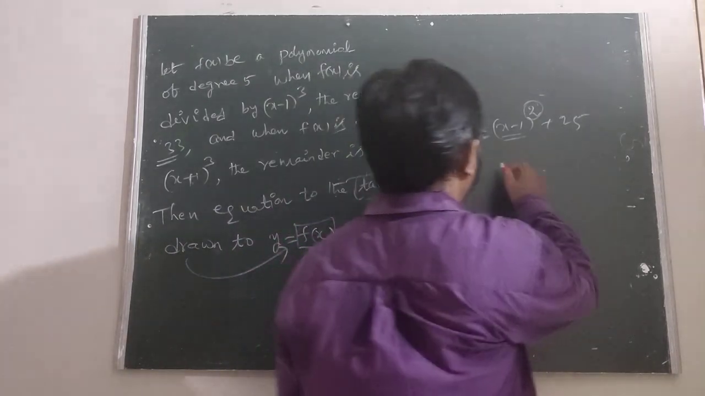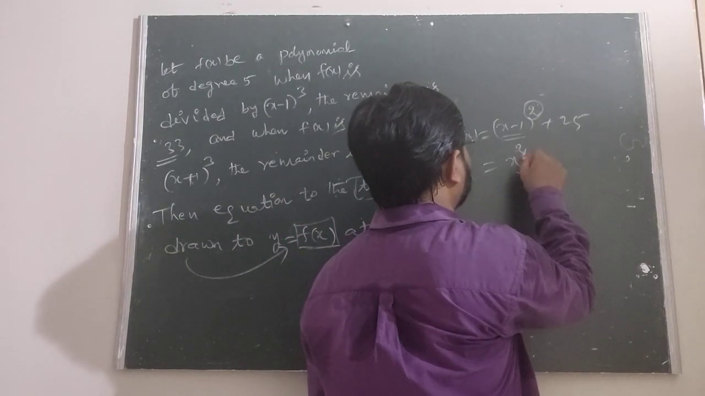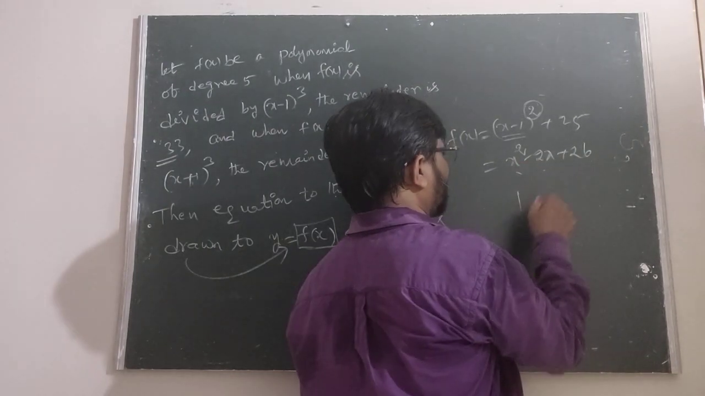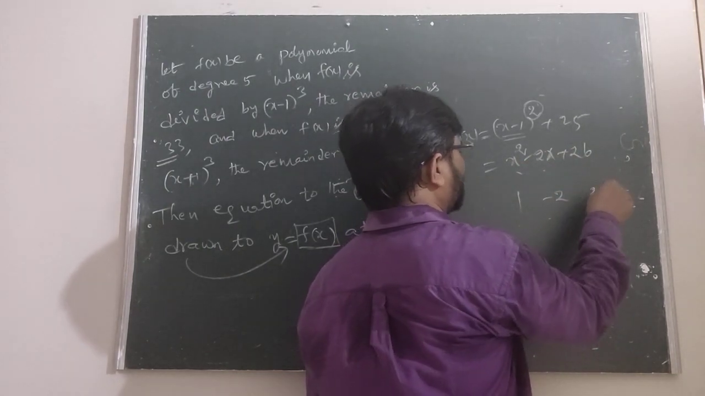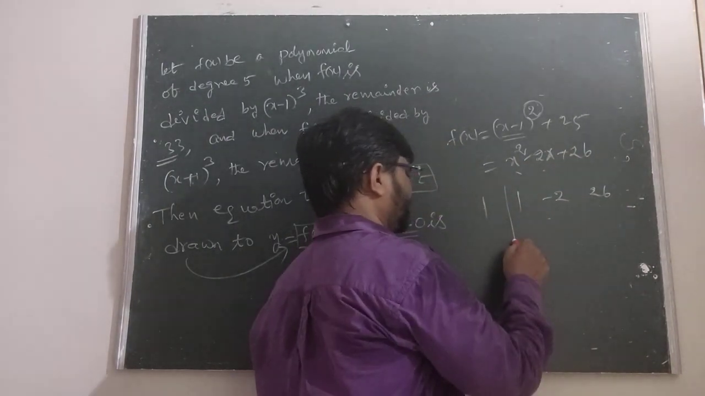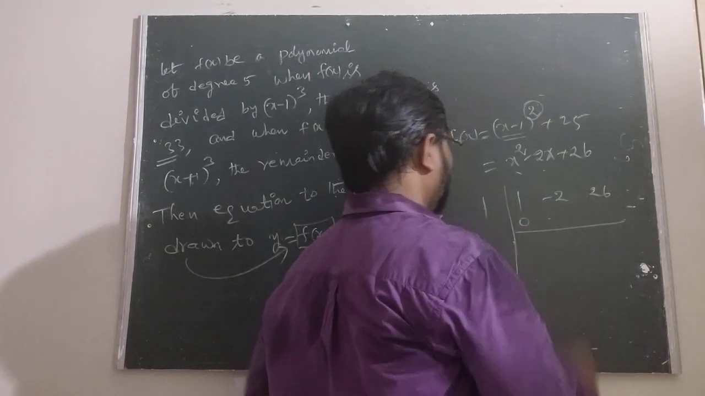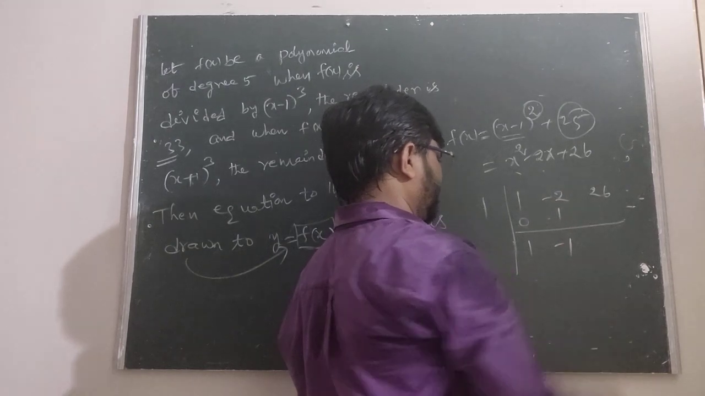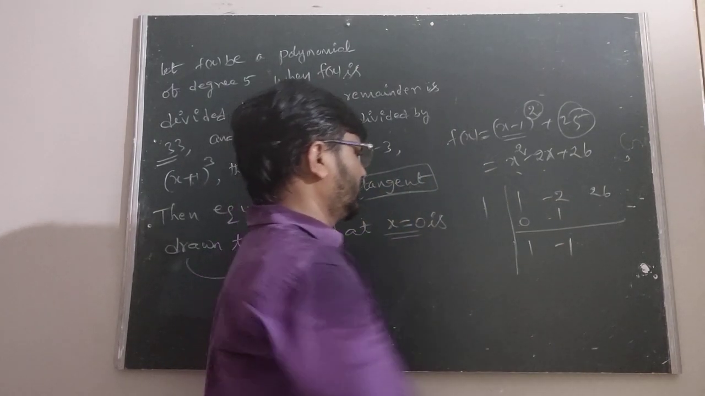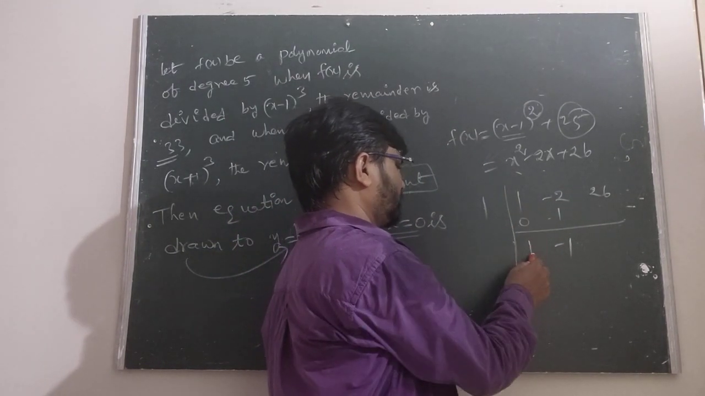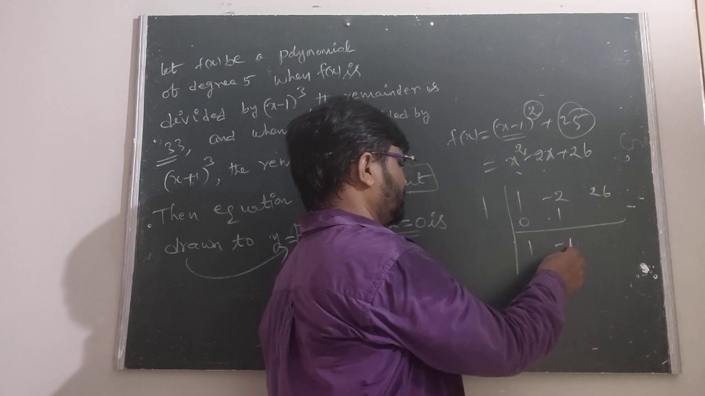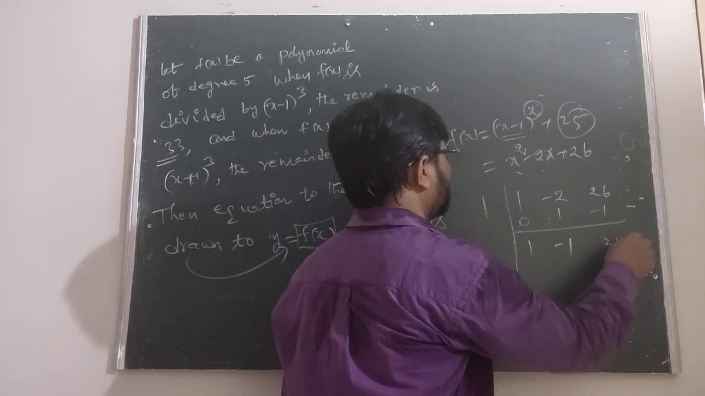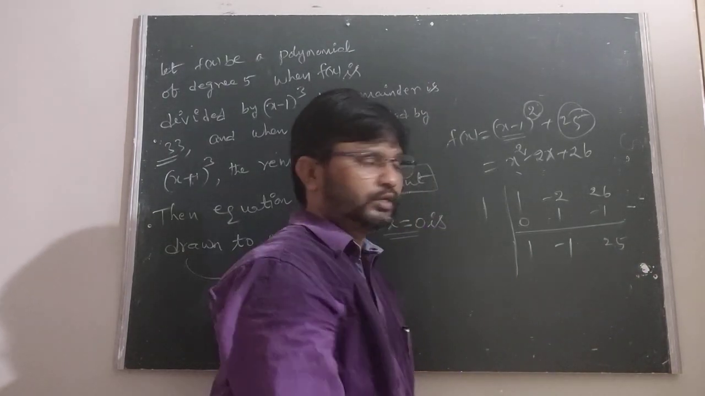Then we get x square minus 2x plus 26. Now here the coefficients are 1, minus 2, 26. Here we are taking 0. Undoubtedly we got the remainder 25. This is the Horner method. First you are taking 0, 1 plus 0 is 1. 1 into 1 is 1. This is minus 1. After that 1 into minus 1 is minus 1. This 25 is the remainder.